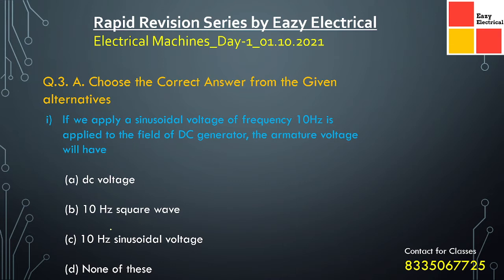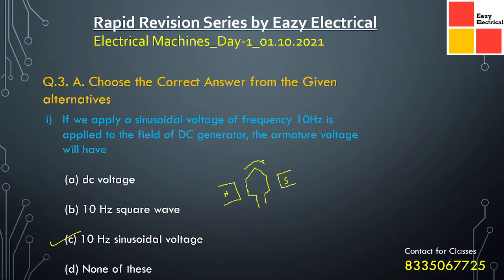So the basic answer will be the 10 Hz sinusoidal voltage. Okay, so we all know that in a DC generator, before the commutator, the AC voltage is generated. Suppose this is one coil we are having.